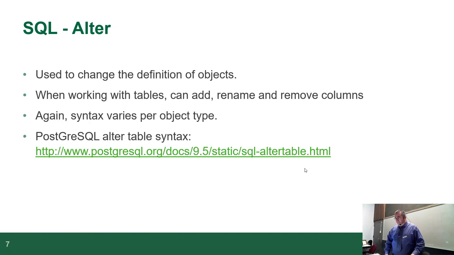So the next command is the alter command. And it's used to change the definition of objects. When you're working with a table, you can add, rename, and remove columns. You can add constraints. You can change default values, that kind of stuff. And again, depending what you're playing with, the syntax changes dramatically from altering a table to altering a view to altering a function. There's a link again for the alter table syntax.